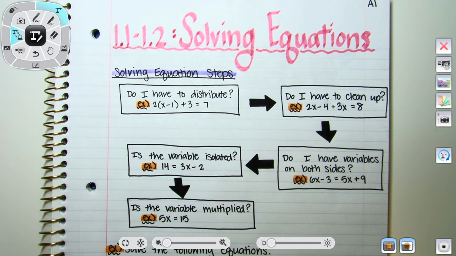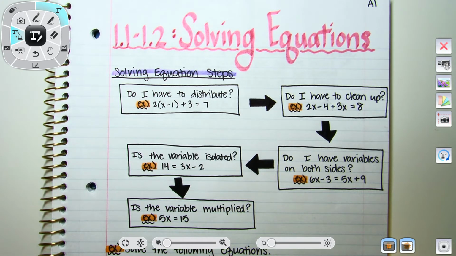All right, hello everybody. Today we are going to be doing notes on section 1.1 and 1.2 of our textbook, which is all about solving equations. Now all of this should be review from your math class last year, so we're just going to cover it fairly quickly. First thing I want to talk about is this little flow chart here, solving equation steps.